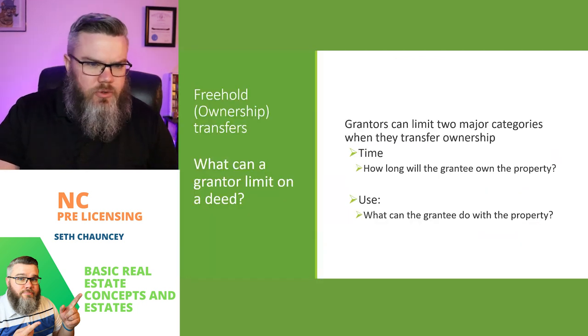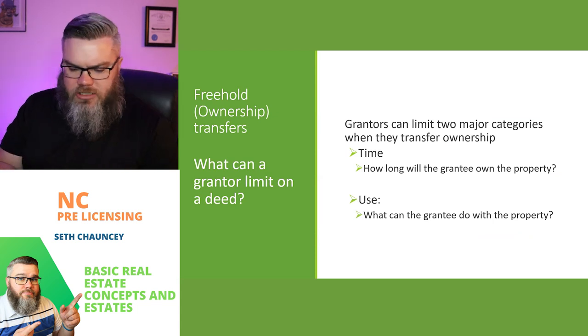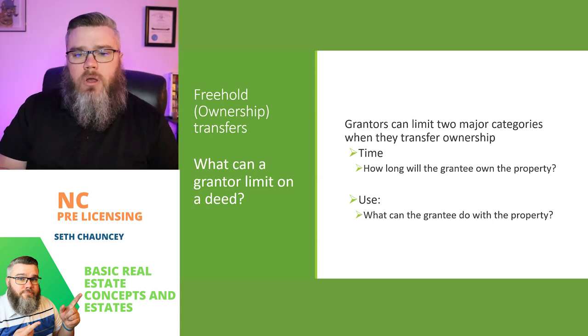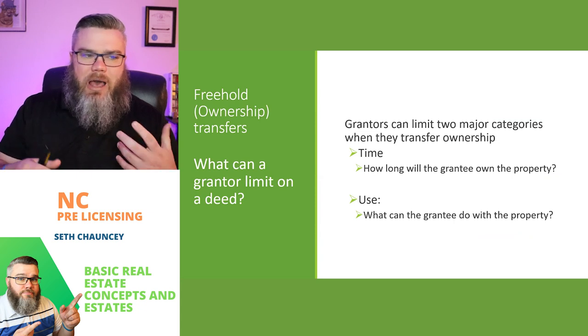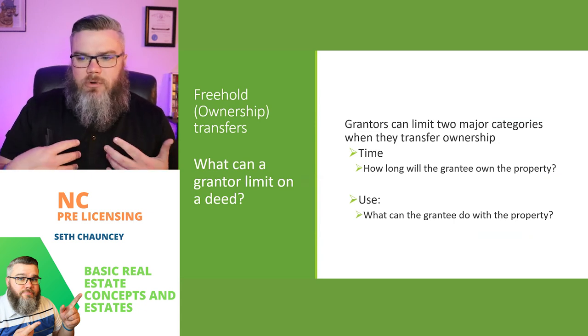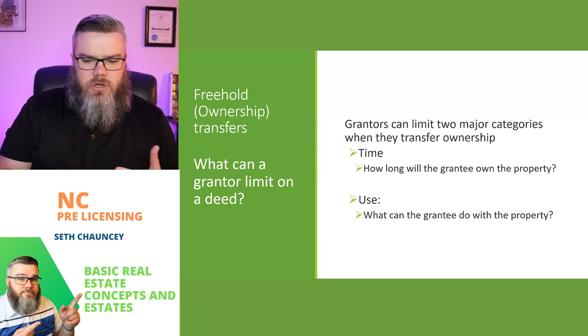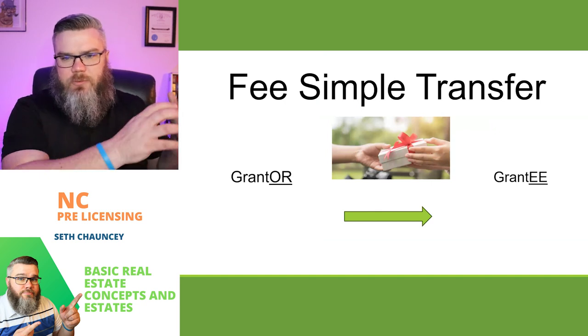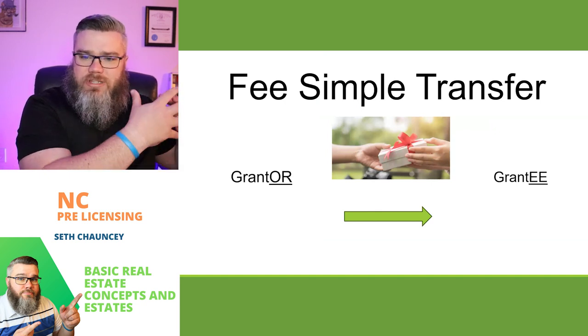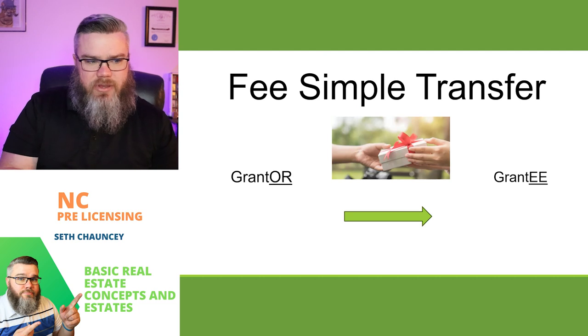So as I already showed you, you can limit how long somebody owns it, time, or you could limit their use of it. And the way that these limitations happen, I've already introduced these words, but I'm going to bring them back in. And those words are grantor and grantee. Okay. We've got this person giving, right? The or is the giver, the e is the receivee.